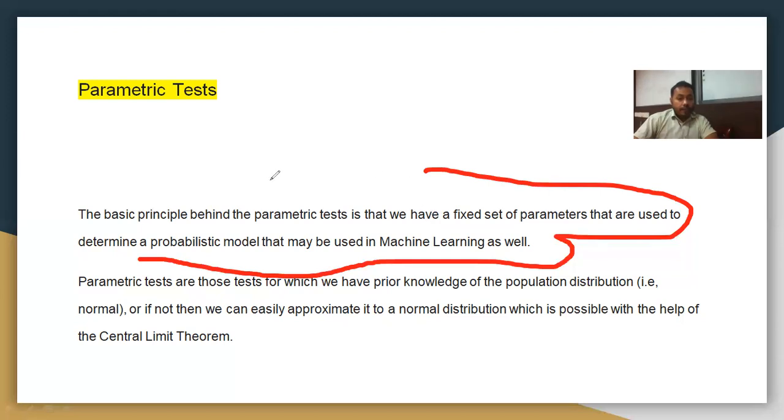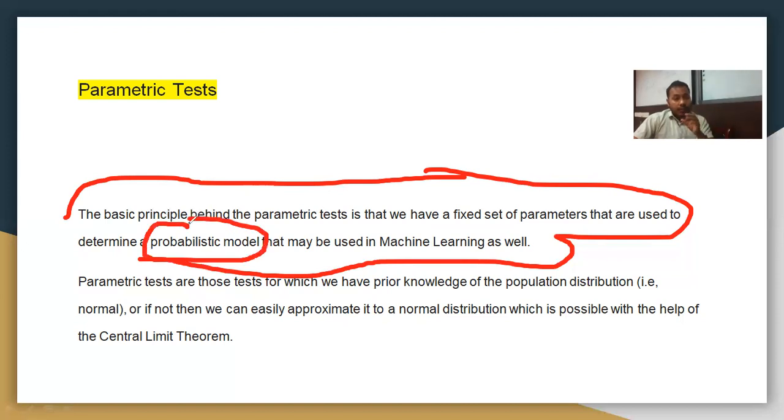So let's again read the definition, I mean the principle. The basic principle behind the parametric test is that we have a fixed set of parameters that are used to determine a probabilistic model. Right? Probabilistic model, you know now. Okay, we discussed it. So that probabilistic model, we are going to check it with respect to some parameters.